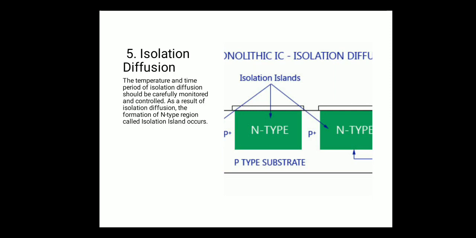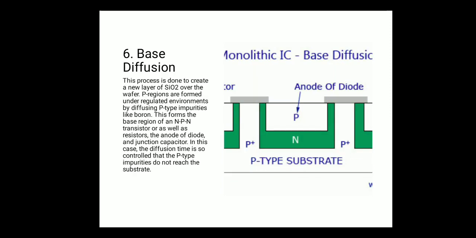So the fifth one is the isolation diffusion. The SiO2 layer, which we oxidized, is cut or removed from 5 different places using the photolithographic technique. Hence we have 4 different isolants. The temperature and the time period of isolation diffusion should be carefully monitored and controlled. So the gap between these two layers is formed by this isolation diffusion.